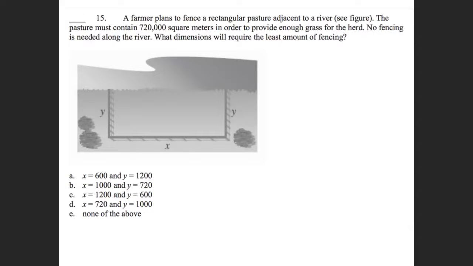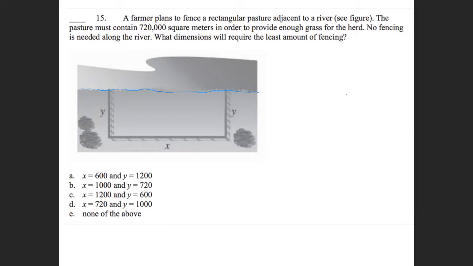Okay. So here's a garden problem, and I want you to try this. It's very similar to the one that we just did. It says a farmer plans to fence a rectangular pasture adjacent to a river. So this is a river here, so you don't need fence here. The pasture must contain 720 square meters in order to provide enough grass for the herd. No fencing is needed along the river. What dimensions will require the least amount of fencing?